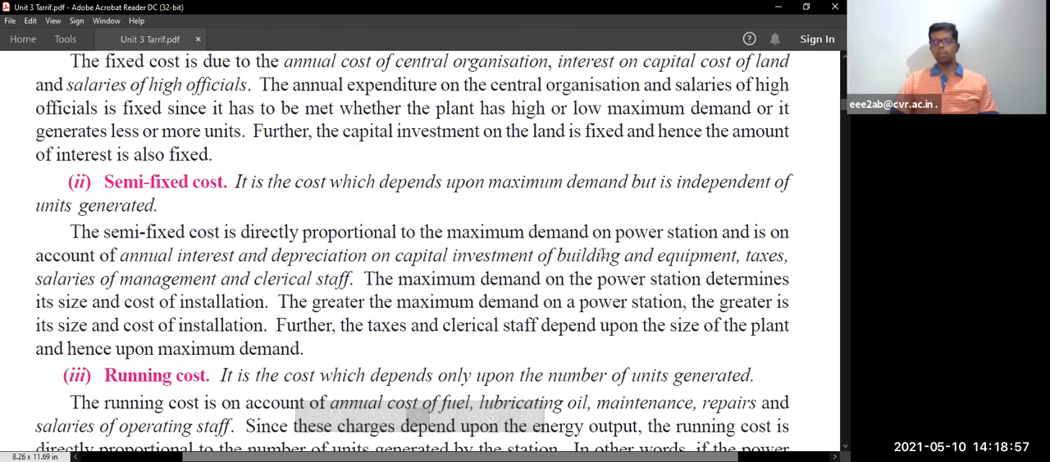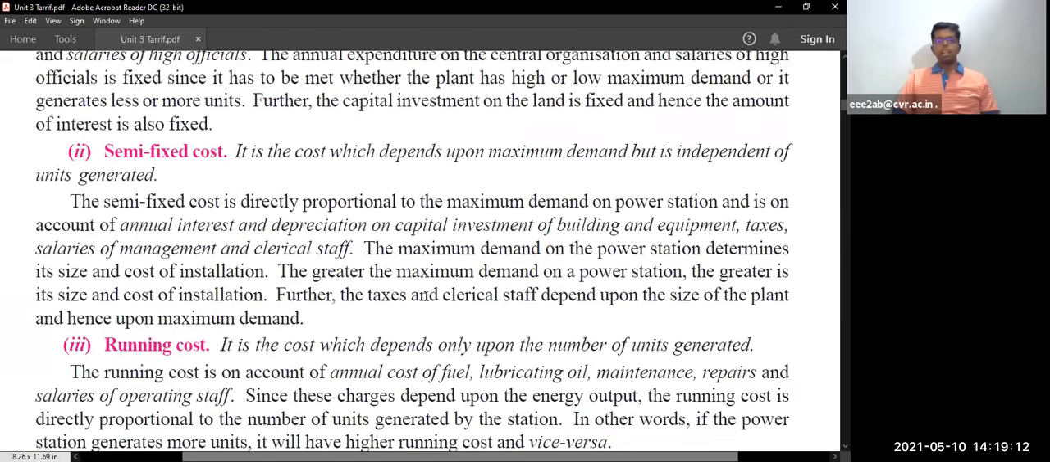Then capital investment of the building. So you have to construct the building, like thermal generating units or hydro generating units. The capital investment you need to invest more. Further, the tax on the clerical staff depends on the size of the plant. So the clerical staff tax is also there, and yearly increment.